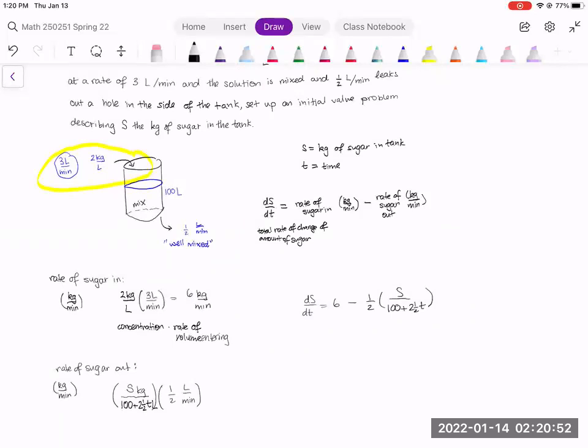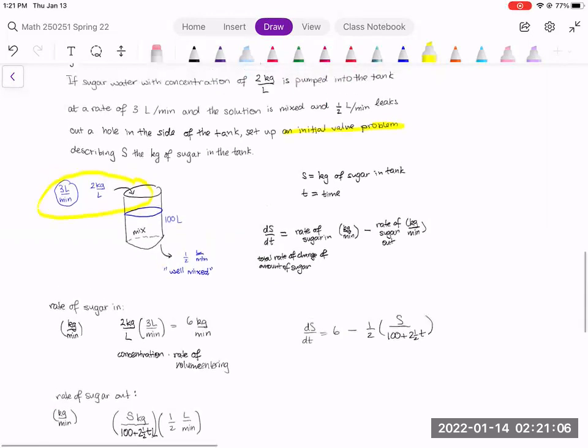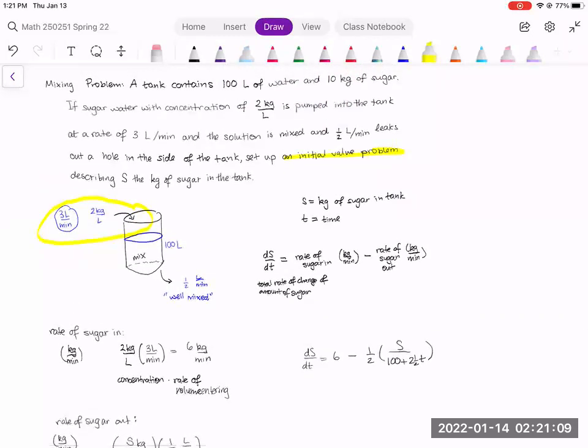We are almost done. We wanted to set up an initial value problem that described the amount of sugar in the tank. So we have the differential equation part. The only piece that we're missing is how much sugar we want to start with. So take a look at the problem and think about what that initial amount of sugar should be. That's right, we're going to look at 10 kilograms of sugar, which is what we started with. So S at 0 is going to be equal to 10. And we've done it. This is our first mixing problem. All done. Good job.